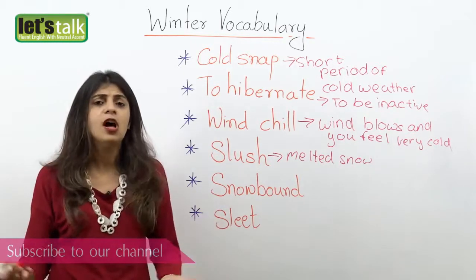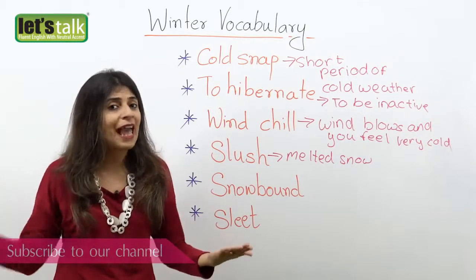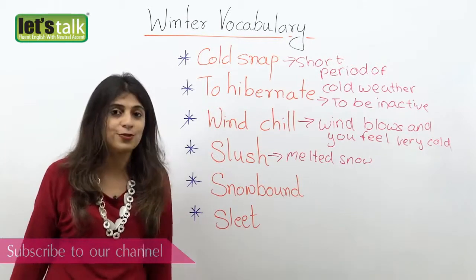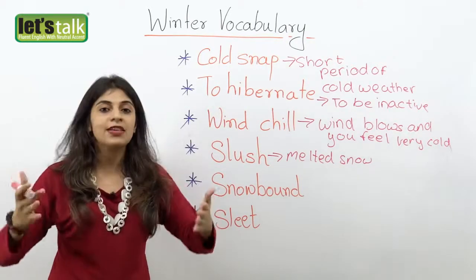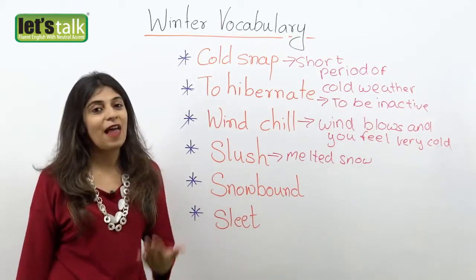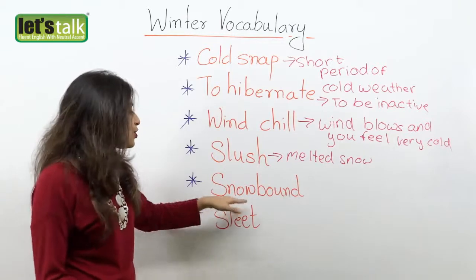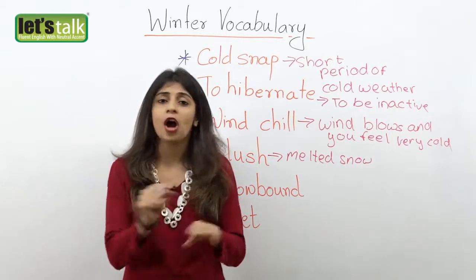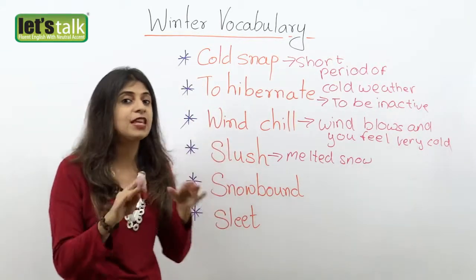So for example, all flights were cancelled because of snowbound. Which means that there was heavy snow on the road or on the runway, and that's why the flights were cancelled. So snowbound is when you cannot travel because of heavy snow.